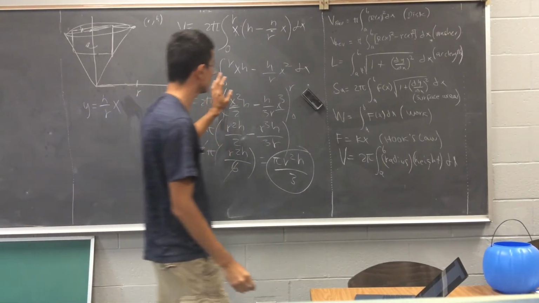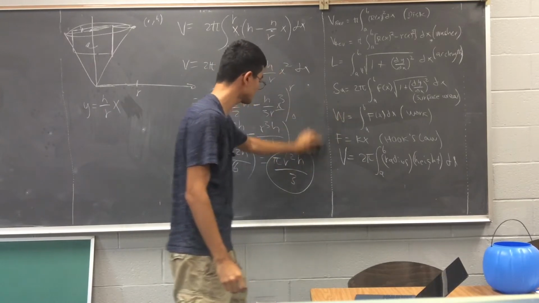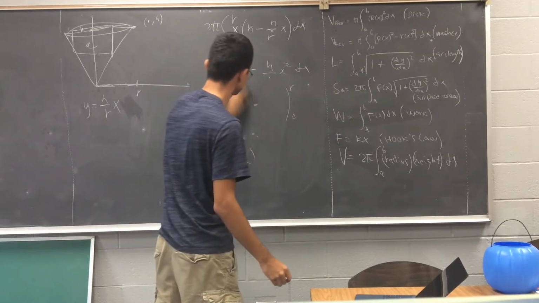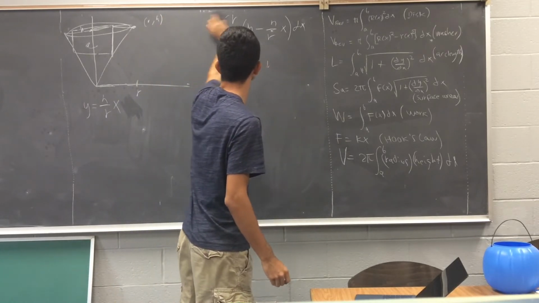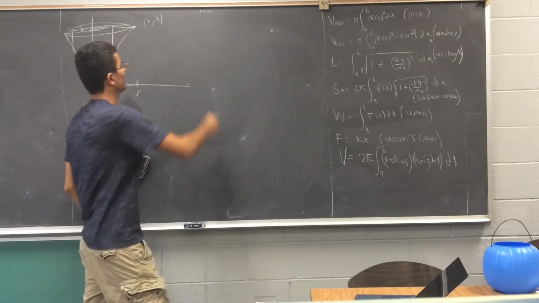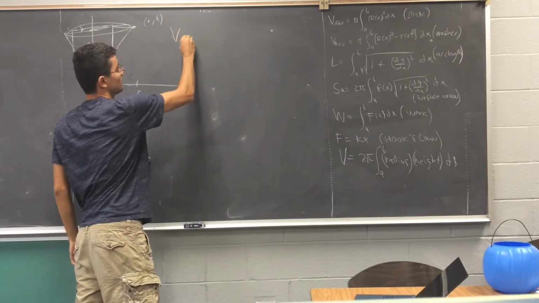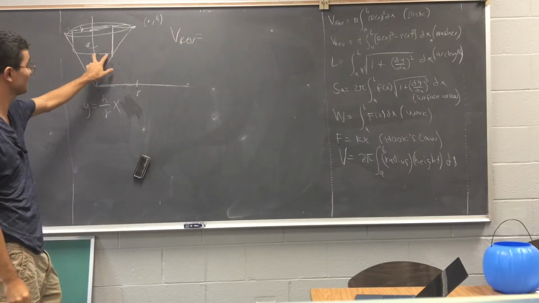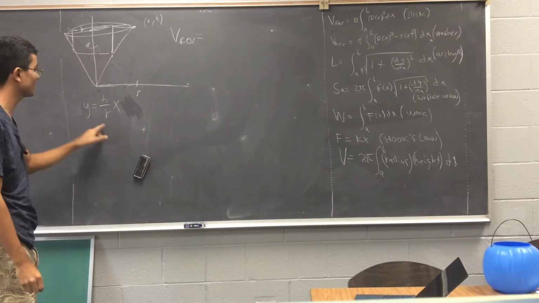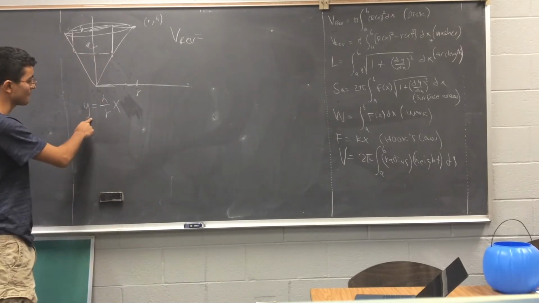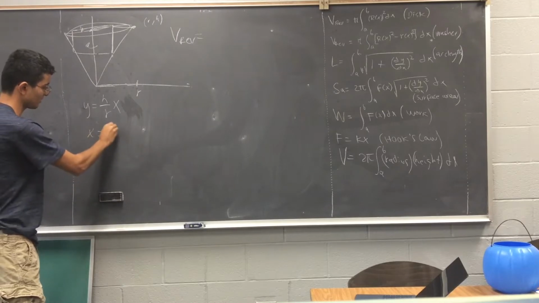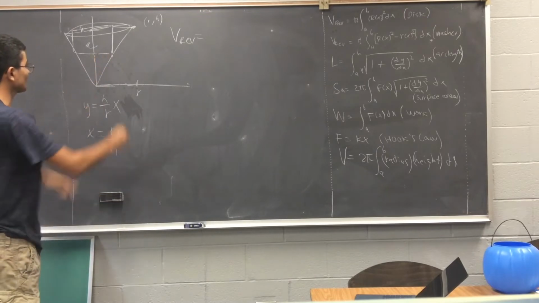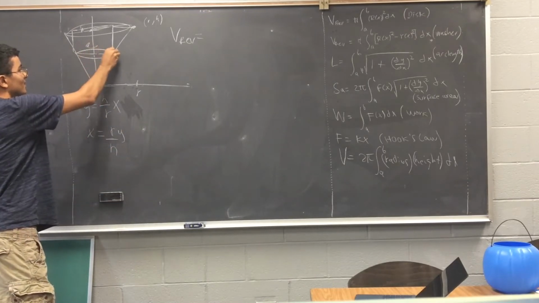Okay, that's just the shell method, but you could also use the disk method. It's actually a little bit more straightforward if you see it that way. So let's try the disk method. That's going to be outer radius minus inner radius, right? Oh, but we only have one radius, so it's just that. But we have to define that in terms of y. So that's going to be x equals r y over h. That's going to be our radius, because the cross section is going to be a circle, like that.